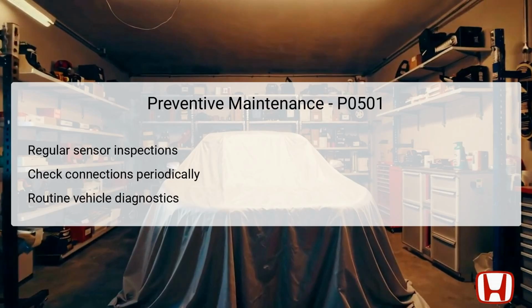Preventive maintenance is an essential step in avoiding the recurrence of DTC P0501. Regularly scheduled inspections of the CVT speed sensor can help identify issues before they lead to diagnostic trouble codes. Ensuring that electrical connections and terminals are not just functional, but also clean and secure, can significantly reduce the risk of performance failures. It is advisable to perform routine vehicle diagnostics focused on the transmission system, as this will help in identifying any impending concerns early on.